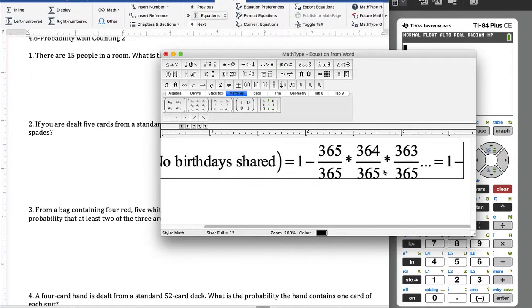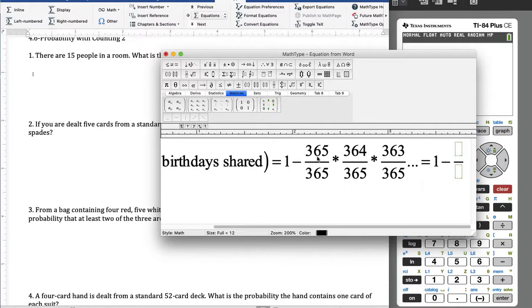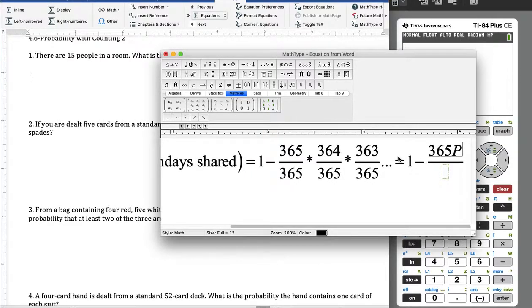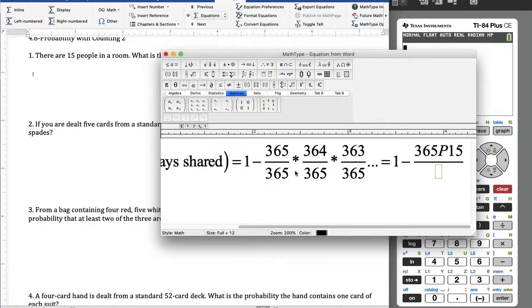Now we can group this together. This is going to be 1 minus 365 times 364 times 363, done 15 times. That's the same thing as 365P15. In our denominator, we have 365 multiplied by 365 multiplied by 365, 15 times. That's 365 raised to the exponent of 15. This is our probability. So the 365P15 over 365 raised to the 15th, that's the probability that nobody shares a birthday. 1 minus that would be the probability that somebody shares a birthday.